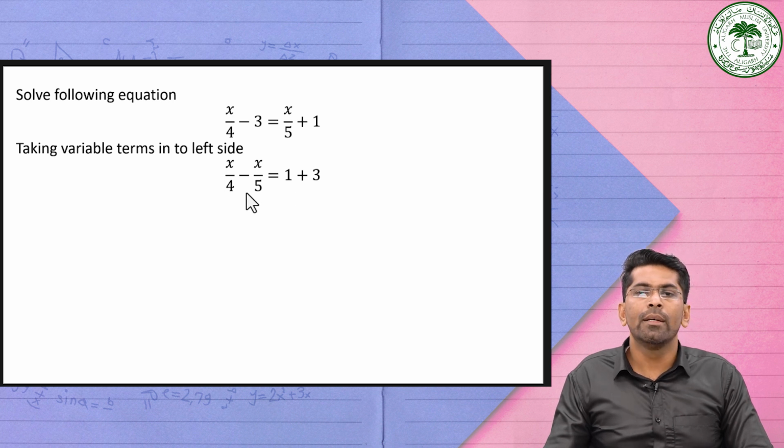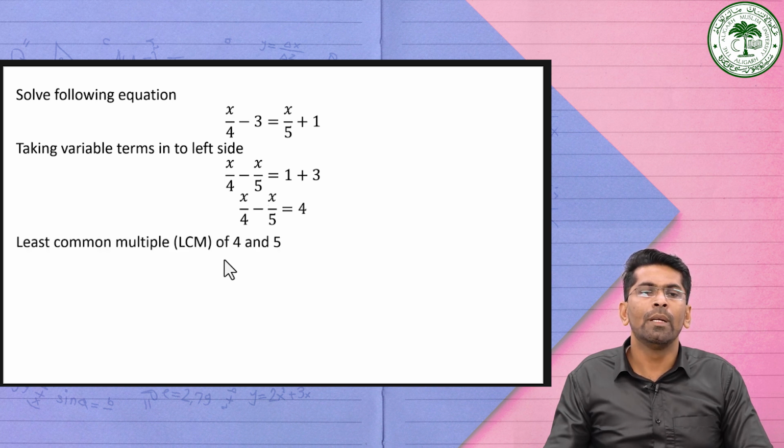Here we want to simplify both sides of the equation. For that we multiply both sides of the equation by the least common multiple, that is the LCM, of 4 and 5. If you take the LCM here, it will become 4 into 5, which is equal to 20, in order to eliminate the denominators 4 and 5. So we are multiplying both sides of the equation by the LCM of 4 and 5.